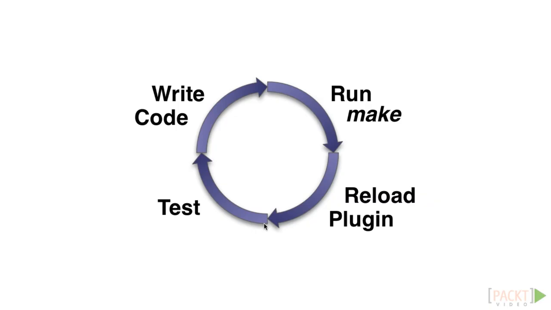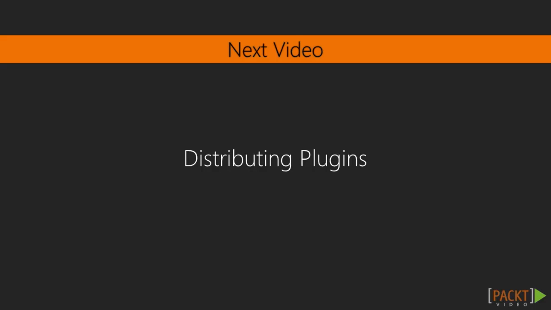In this video, we learned how to effectively develop plugins for QGIS. We saw how to store our plugin's source code in a separate directory and use a make file to compile and deploy our plugin into QGIS. We also learned about the plugin reloader and saw how these various pieces form a highly productive plugin development cycle. In the next video, we will take our plugin development to the next level by learning how to prepare and distribute your plugin so that other people can use it.